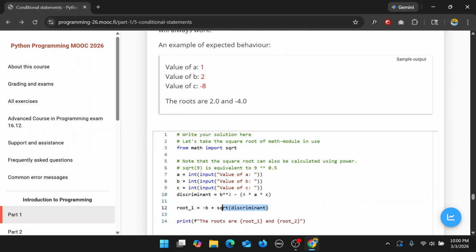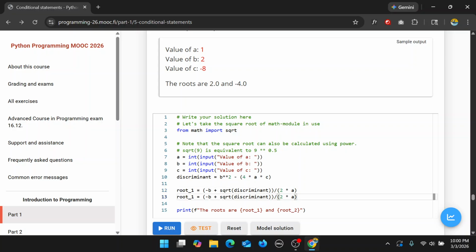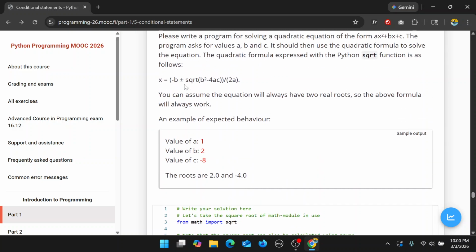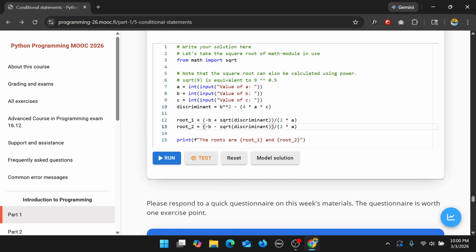In fact, I should probably wrap this in parentheses here and put that over 2 times a, and then do the same thing for root 2 as minus, right? Because this plus or minus basically means do this whole thing with a plus and then do this whole thing with just a minus, because we're getting 2 roots.